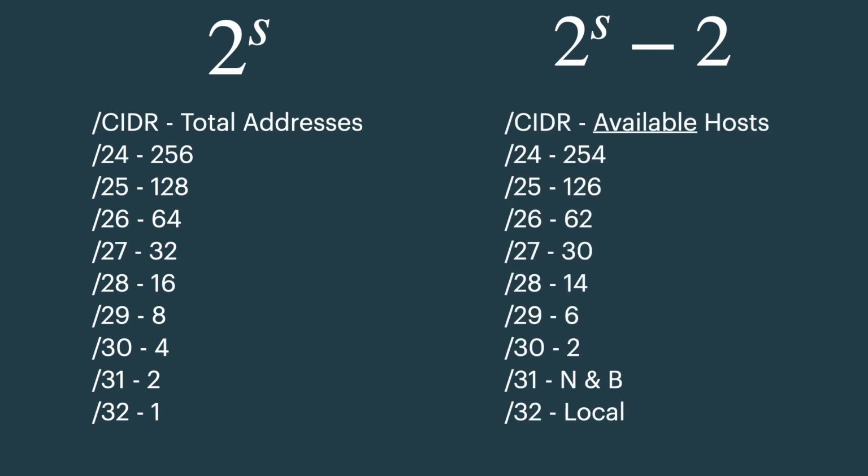Same thing for the other one, except minus 2. And this is the available that we can use, meaning the hosts, excluding the network and broadcast. But if you're confused about which one to use, use the left table, because it already contains the network and broadcast. So I'm going to use the left table.